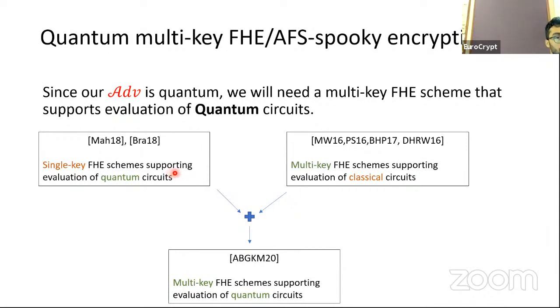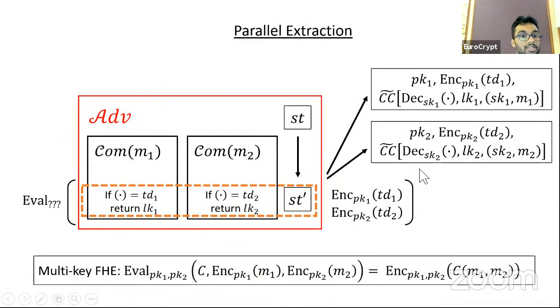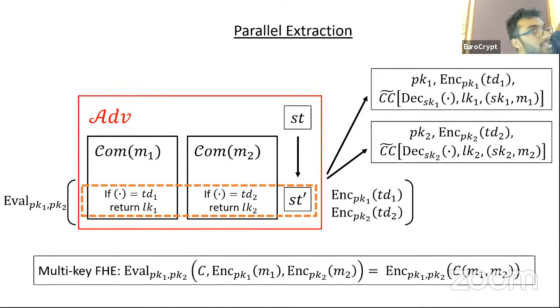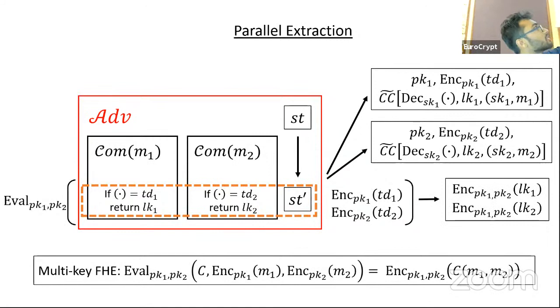So once we have this tool, we directly plug this tool in our FHE evaluation step. Now we can just replace this FHE evaluation with a multi-key FHE evaluation, supporting evaluation of quantum circuits, and feed in the 2 encrypted trapdoors. So now what we have is encrypted locks. So now we are in a better position than before, but the problem is not completely solved because the encrypted locks are under joint public keys.